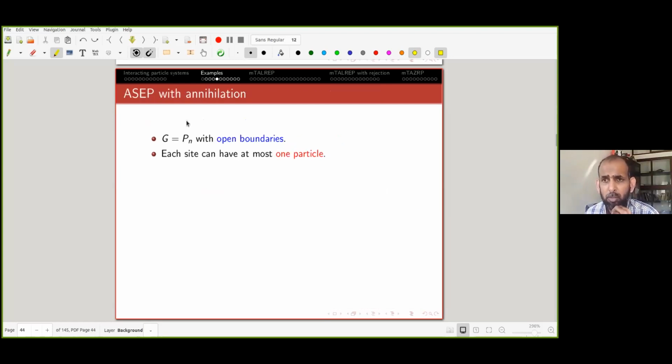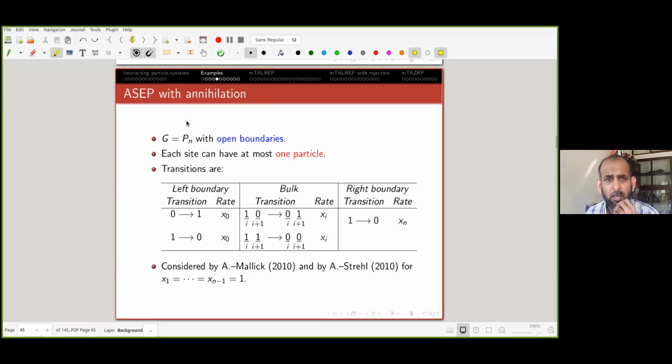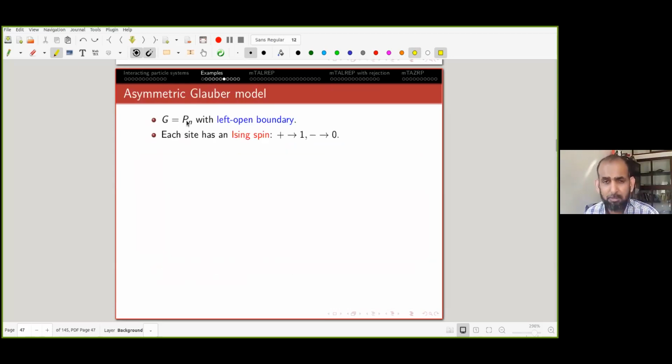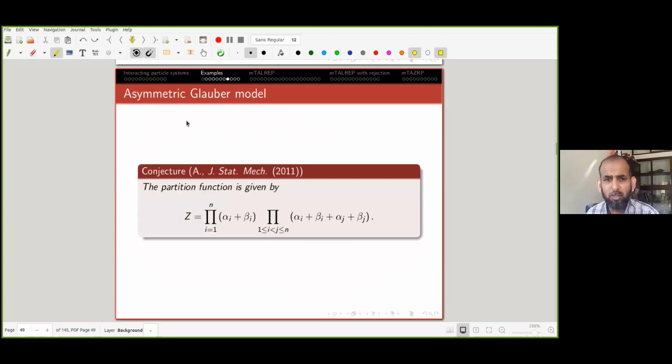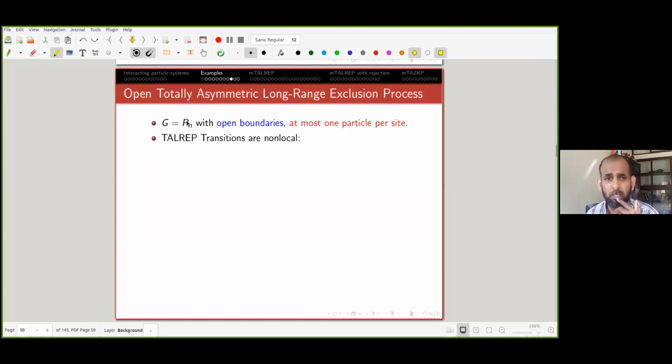Okay, so there are more models. So there's ASEP with annihilation. There's something called an asymmetric Glauber model. So there are many models where you have partition functions which have nice symmetries, even though the underlying graph doesn't have that symmetry. Okay, and this is what I want to advertise as combinatorial models.